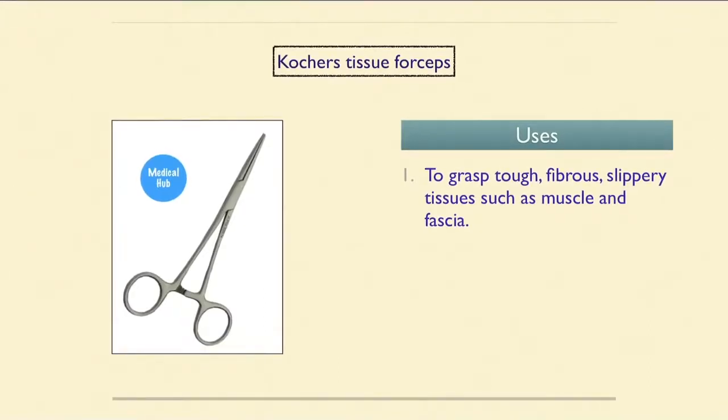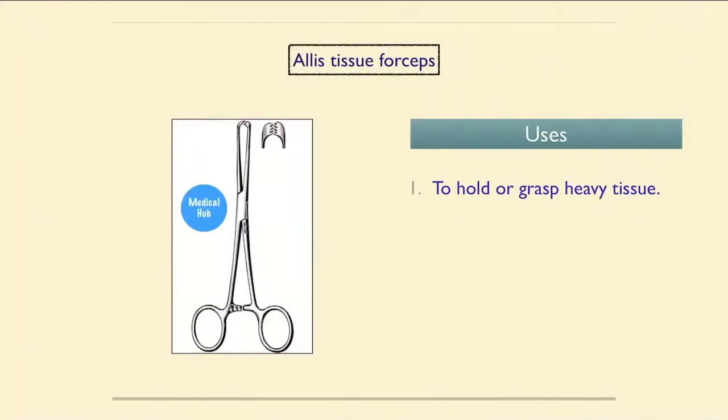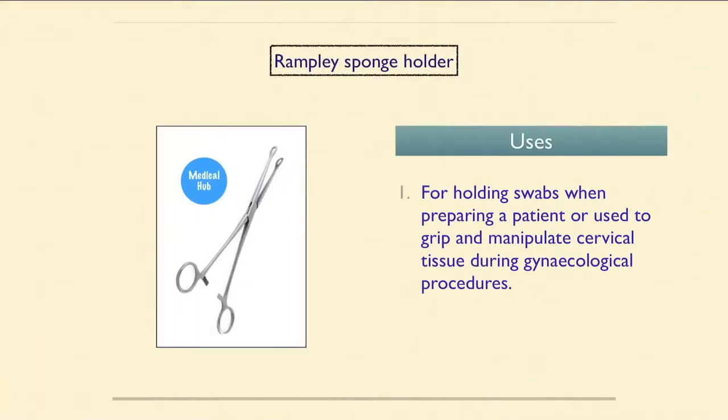Next instrument is Kocher's tissue forceps. It is used to grasp tough, fibrous, slippery tissues such as muscle and fascia. Next instrument is Allis tissue forceps. It is used to hold or grasp heavy tissues. Next instrument is Rampley sponge holder. It is used for holding swabs when preparing a patient, or to grip and manipulate cervical tissue during gynecological procedures.